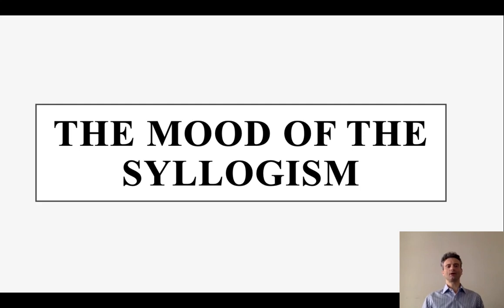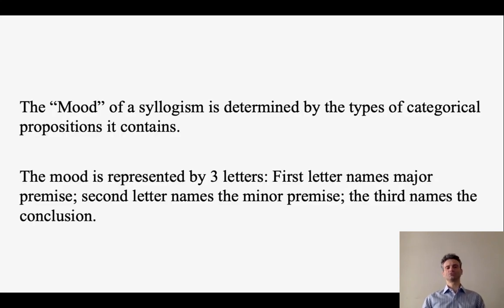Since we are dealing with standard form categorical syllogisms, we have to be very precise with syllogisms. And to be precise, we have to describe the syllogism. So one way to describe a syllogism is to describe it by its mood. Yes, syllogisms have a mood. They're moody. What is the mood? The mood of a syllogism is determined by the letters representing the categorical statement.